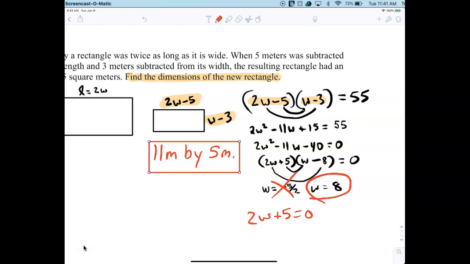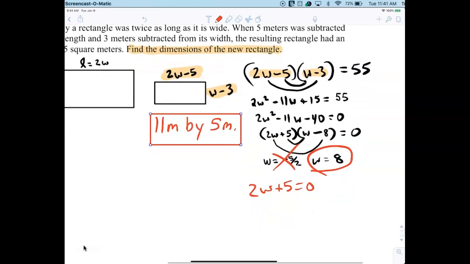Right? Yes, sir. How did you get to 11 by 5? What does W equal? 8. So what is 2 times 8 minus 5? You with me? And 8 minus 3. All right, so they're kind of similar.